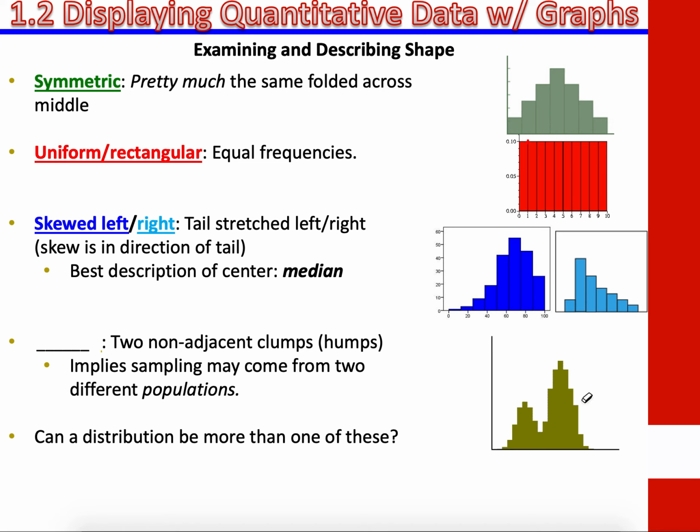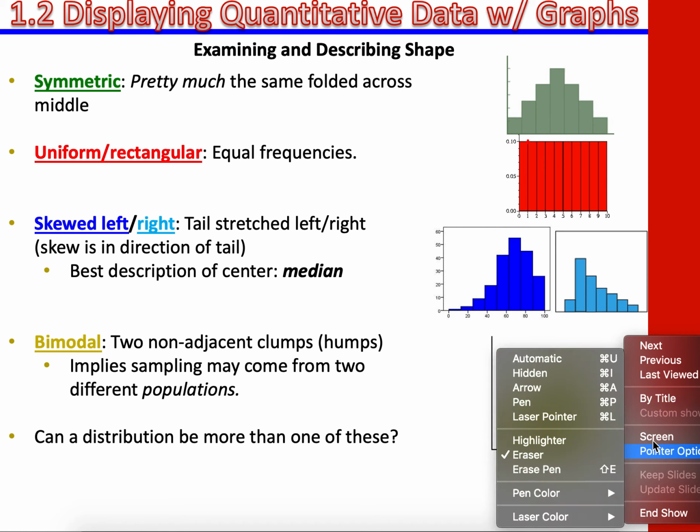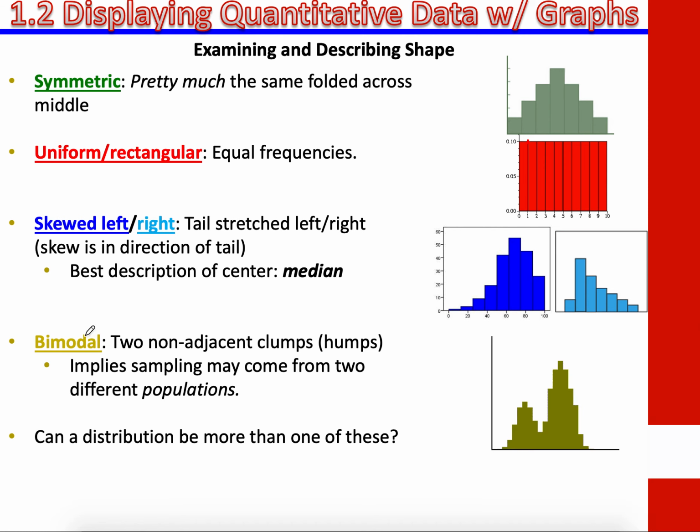If I have something like this, something that has two humps, this appears to be two distributions lumped together, two symmetric distributions. We would call this bimodal. Think about why: the prefix bi meaning two, and we can see two humps here, and modal being like mode, the most frequently occurring thing. So what we have is two non-adjacent clumps or humps of data, and this usually happens if I were to have two different populations being sampled from.